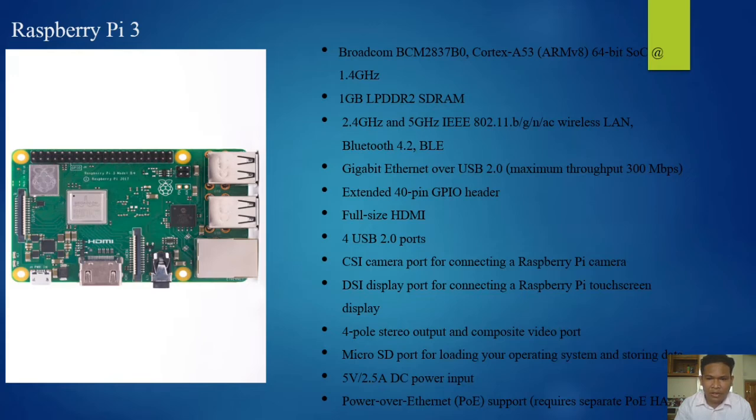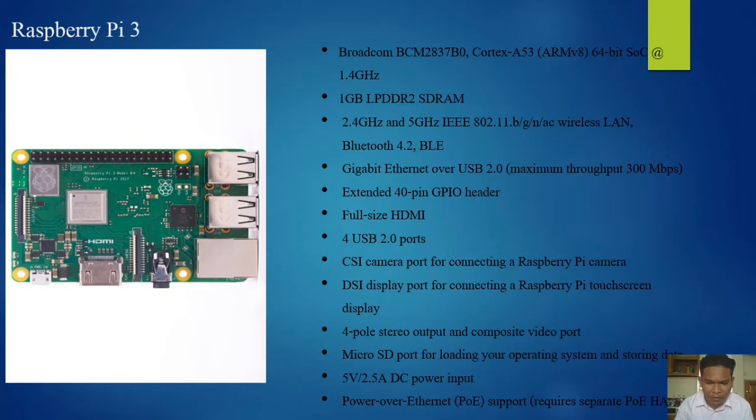Gigabit Ethernet over USB 2.0 maximum throughput 300 Mbps, extended 40-pin GPIO header, full-size HDMI, 4 USB 2.0 ports, CSI camera port for connecting a Raspberry Pi camera, DSI display port for connecting a Raspberry Pi touchscreen display, 4-pole stereo output and composite video port, micro SD port for loading your operating system and storing data, 5 volts or 2.5A DC power input, power over Ethernet support with separate HAT.